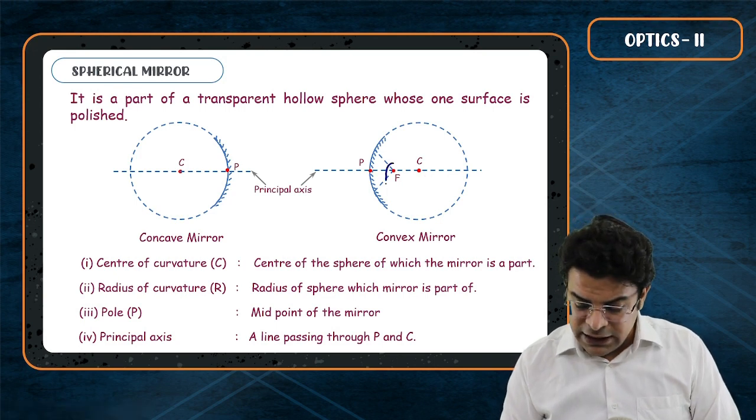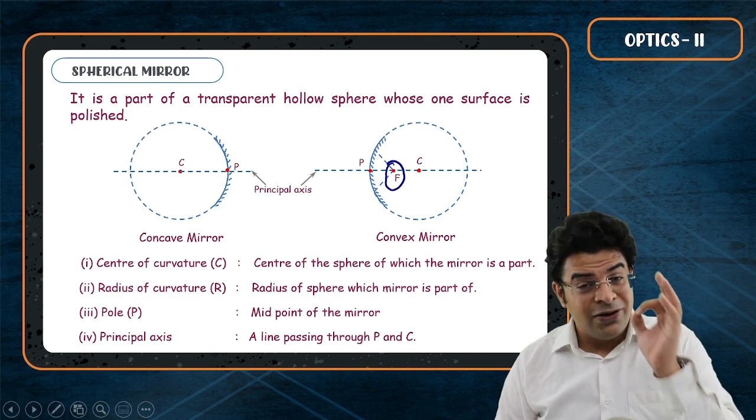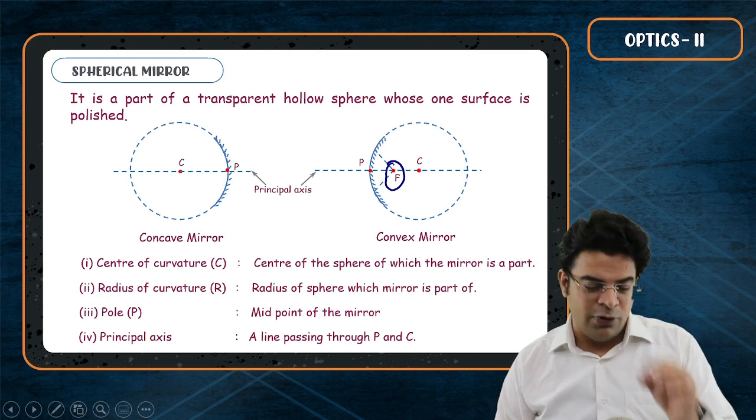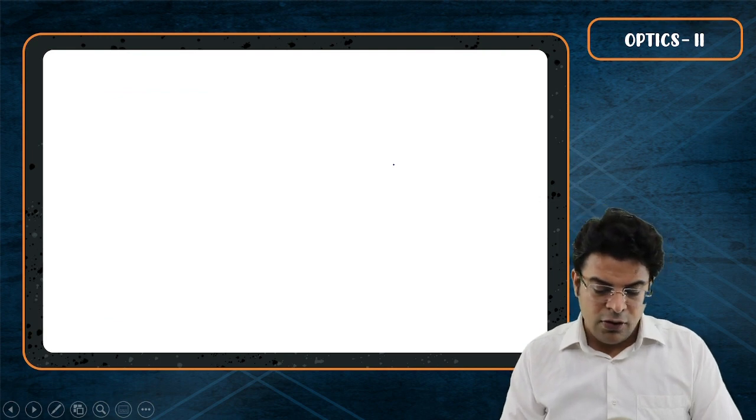Here you can see that we have marked a point called focus. And you must focus on focus because this is important. So let's understand the location of focus.